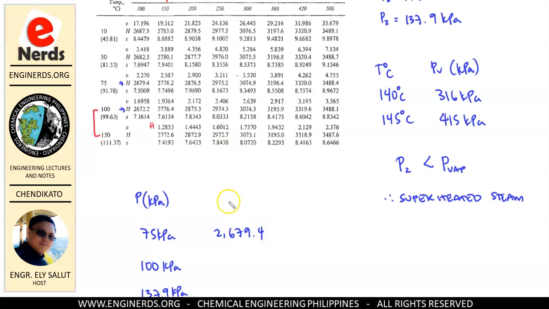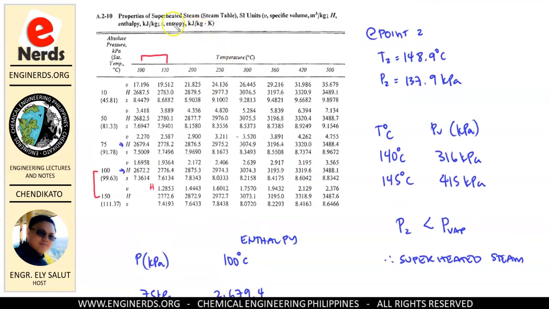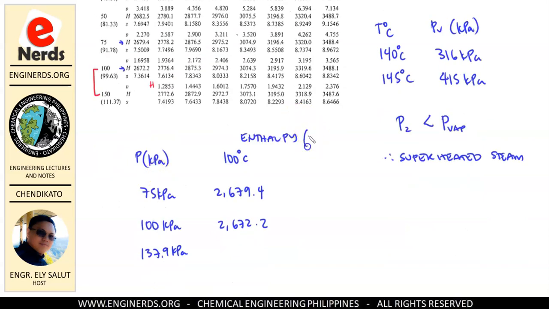Okay, so this is at 100 degrees Celsius, no? And of course, ang kinukuha natin dito is yung enthalpy. Okay, sa 100 kilopascal naman, our enthalpy is 2672.2. Okay? And of course, ang unit ng ating enthalpy here is in kilojoule per kilogram, no? So we have kilojoule per kilogram.